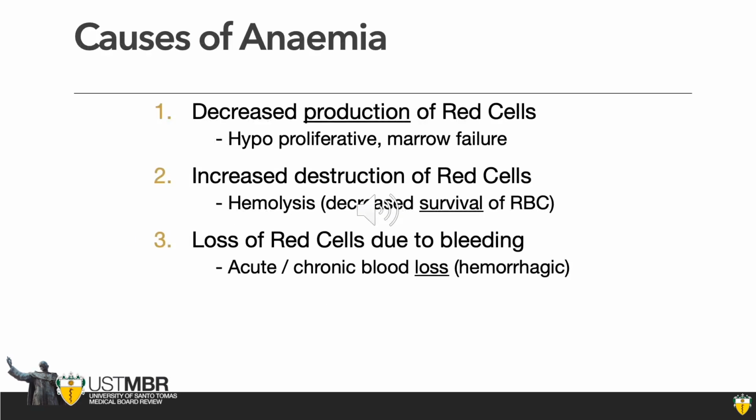There are three causes of anemia. They can be classified into decrease in production of red blood cells. These are your hypoproliferative anemias or the failure of the bone marrow to produce red blood cells. Second, anemia may be caused by increased destruction of red blood cells, like in hemolysis, wherein there's decreased survival of red blood cells. And third, you have loss of red blood cells due to bleeding. Might it be an acute or chronic blood loss?